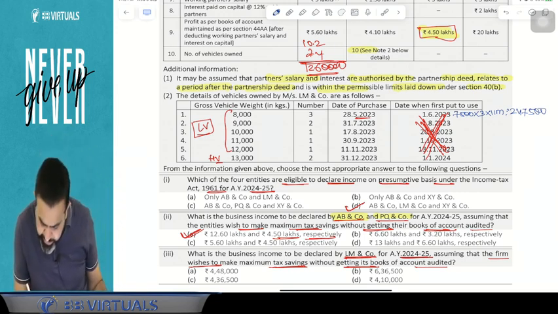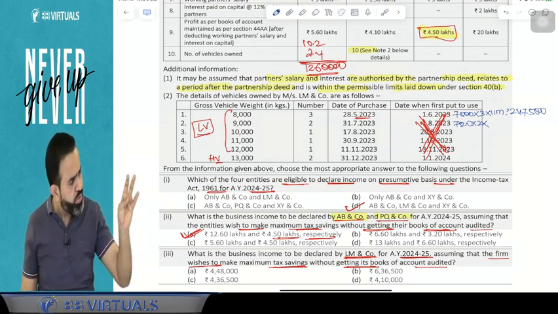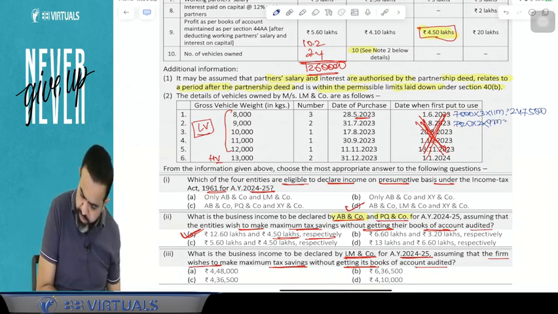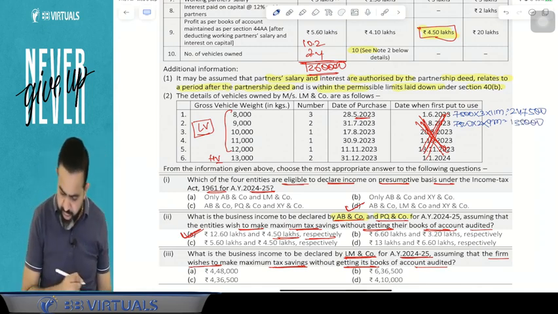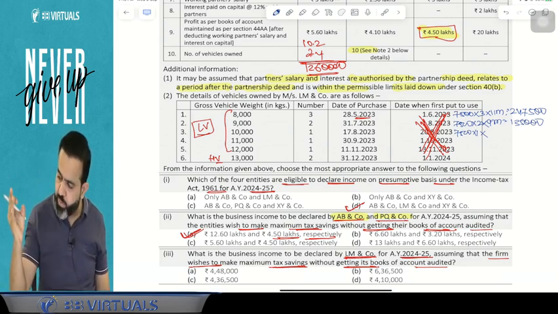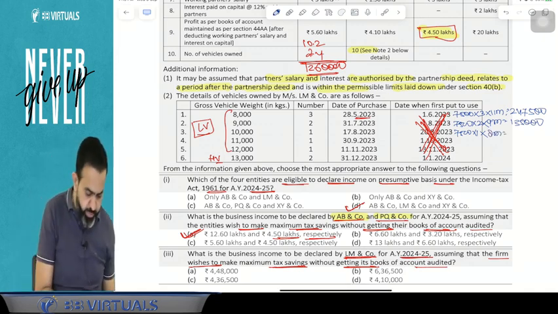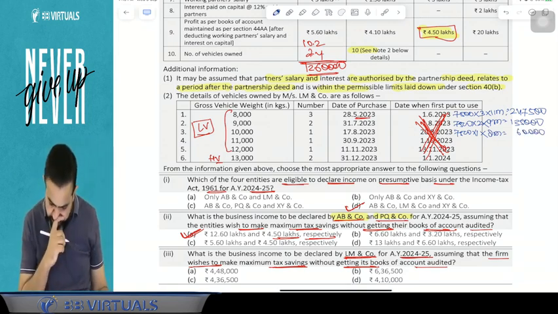After that, in the second case, 7,500 multiplied by 2 vehicles, purchased on the 31st July. So July will also be considered: July, August, September, October, November, December, January, February and March. So it is 9 months. 7,500 multiplied by 2 multiplied by 9 months comes to 1,35,000. After that, 7,500 multiplied by 1 vehicle from August: August to March, so it is 8 months. 7,500 multiplied by 8 months comes to 60,000.